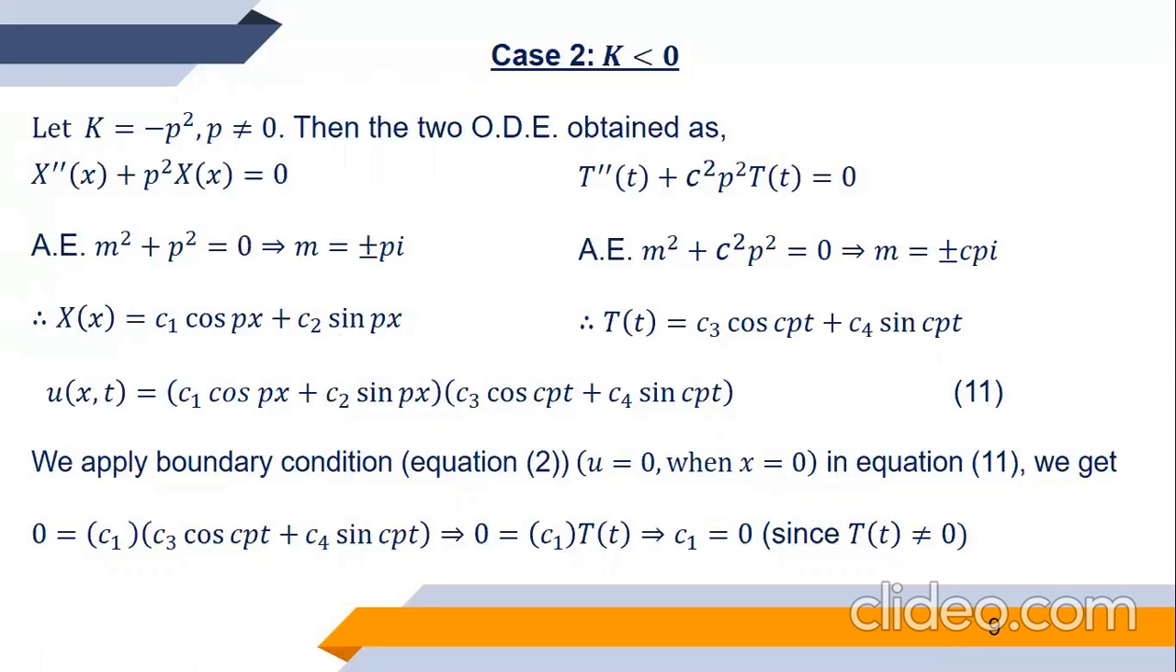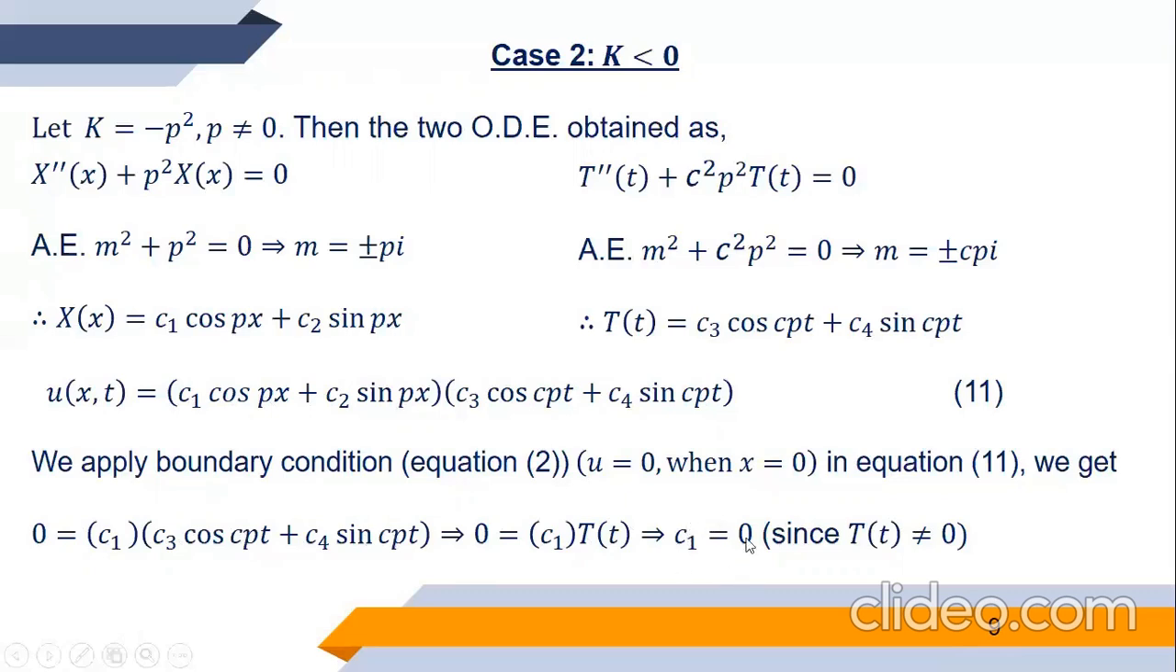So now we are applying the boundary condition, equation 2: u is 0 when x is 0. In equation 11, we get 0 is equal to c1 cos 0, which is 1, plus c2 sin 0, which is 0. So we write only c1, because the T term does not depend on x. That implies 0 is equal to c1 into T of t, where T of t is not equal to 0, so we write c1 is 0.